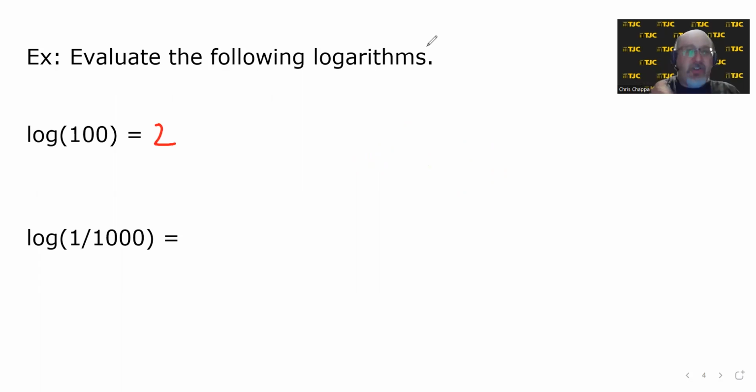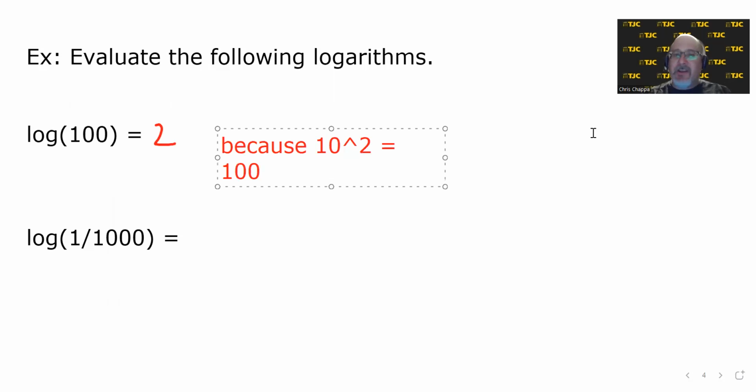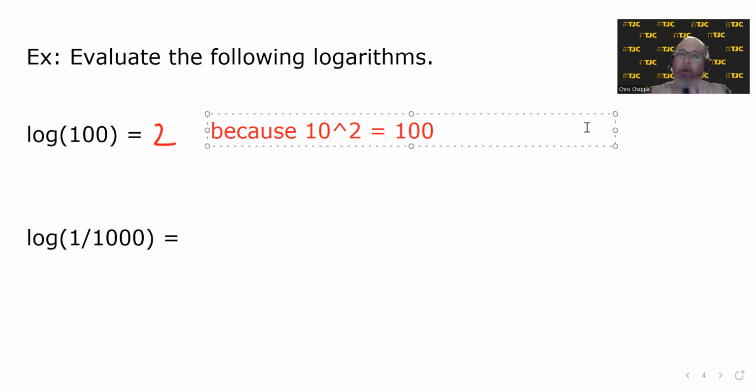And it's 2 because 10 to the second power is equal to 100. And I'm just going to type the caret symbol for 10 to the second power instead of taking the time to type a little 2 up in the sky. But that's all. Pretty easy. And your calculator would tell you the answer is 2.